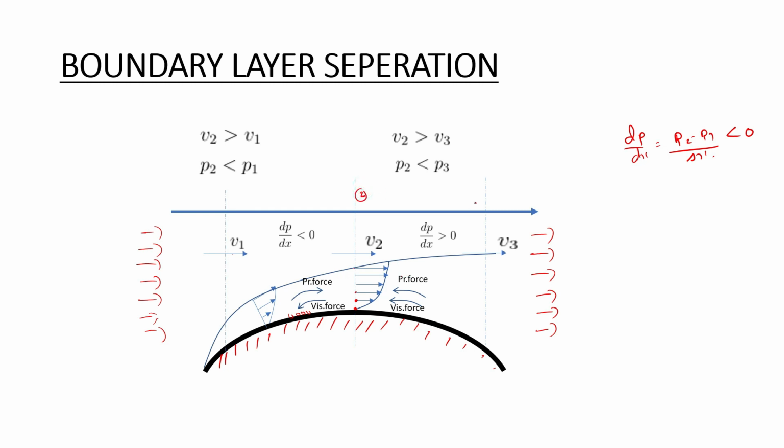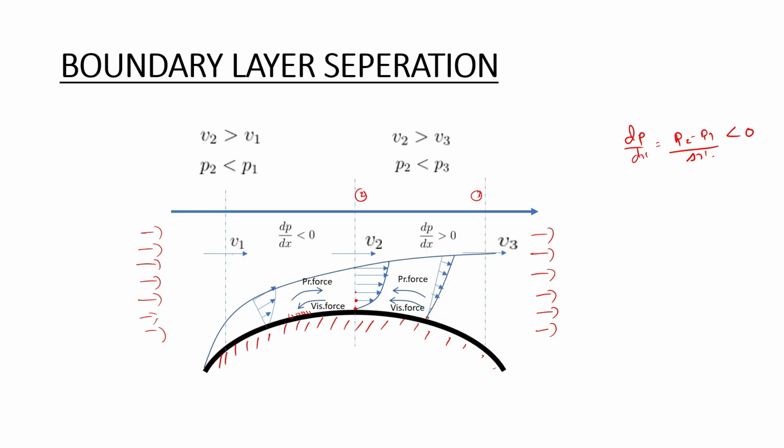But as you move from section 2 to 3, there is a viscous force which opposes the fluid flow, and also there is a pressure force which opposes the fluid flow. Because the pressure gradient is greater than 0. As you move from 2 to 3, pressure increases. So this pressure opposes the fluid flow. Now the pressure force is not favorable for the fluid flow. Because of that, as you move further down, velocity will gradually get reduced.